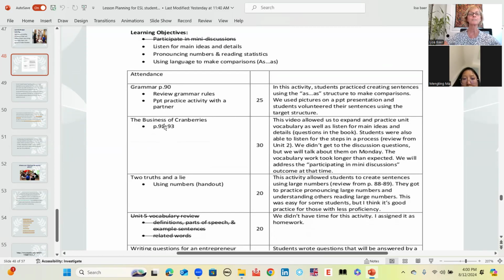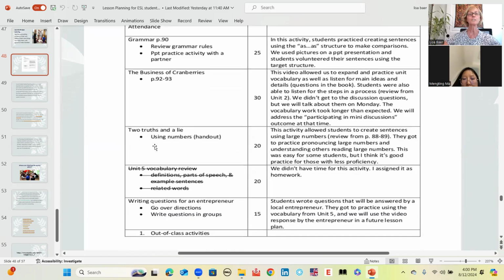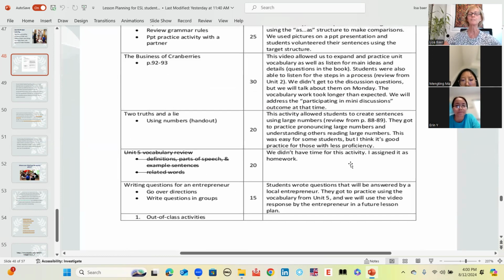The business of cranberries. These are the pages. You have 30 minutes for that. You have 20 minutes for Two Truths and a Lie, which I'm sure you've played, a little game, kind of an icebreaker. I would have done that in the very beginning before all the grammar, but here, I guess they've decided not to do that one. It says you didn't have time for this activity, so I assigned it as homework.